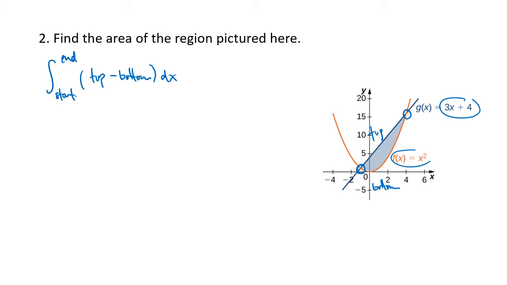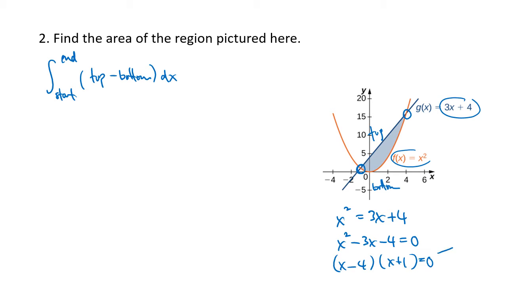Now the way we're going to do that is we're going to set these two functions equal to each other, because what we're looking for is where the two functions cross. So we're setting x squared equal to 3x plus 4. That's going to give us x squared minus 3x minus 4 equals 0. That factors into x minus 4 and x plus 1. So that's going to give us two solutions, x equals 4 and x equals negative 1. And that matches up with what we're seeing in the picture.